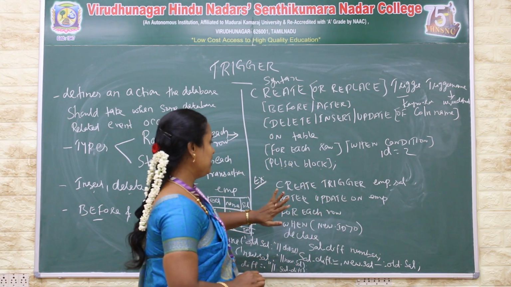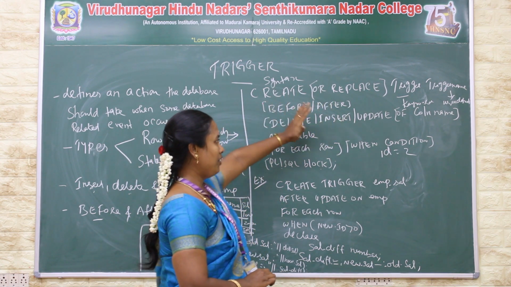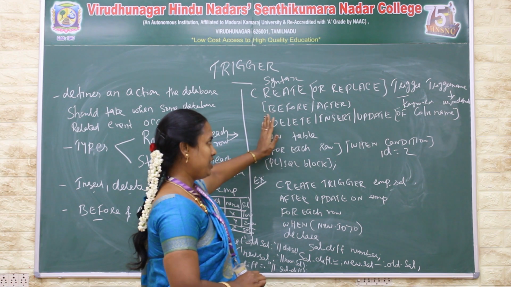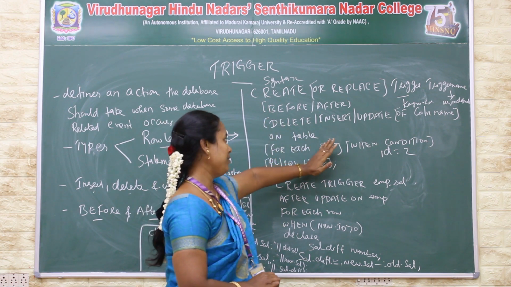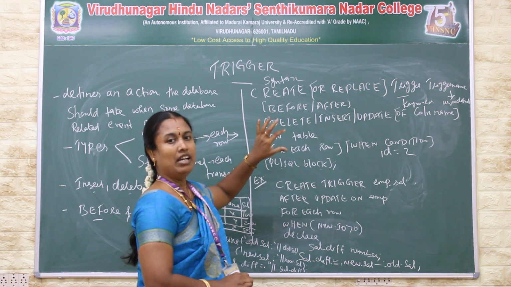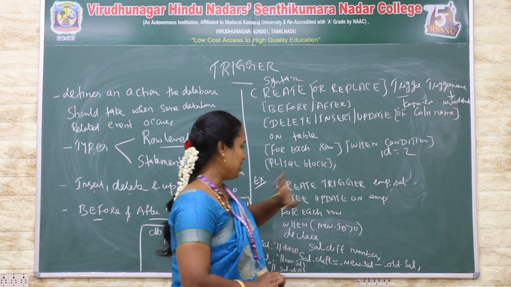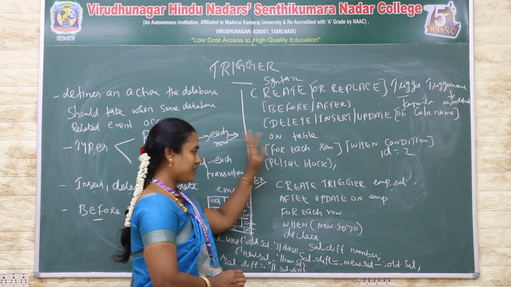Okay, so what is the syntax? Create or replace trigger name. After that, before or after you need to specify. Then after that, which kind of transaction you need to specify. Then which table you are going to apply it on. Then for each row, is it possible? Otherwise you can give any specified condition, that is also possible. Okay, this is the syntax for a trigger.